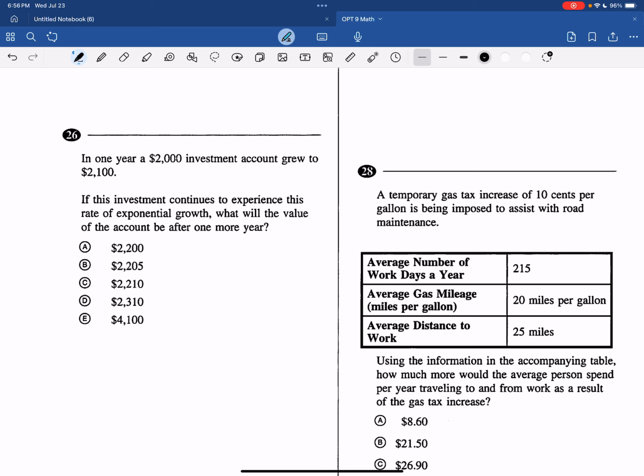So the first thing I want to know is what this rate actually is. What is it talking about with this rate? So the rate is a percent, and we know that the value of our investment increased. So I want to know the percent of increase. And the formula for that is always the difference over the original amount.